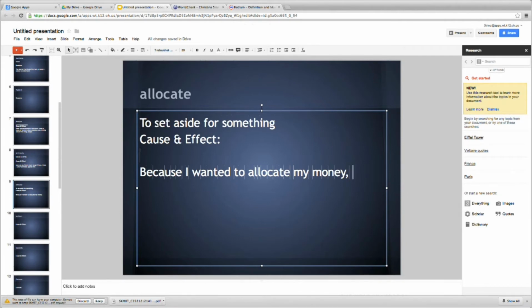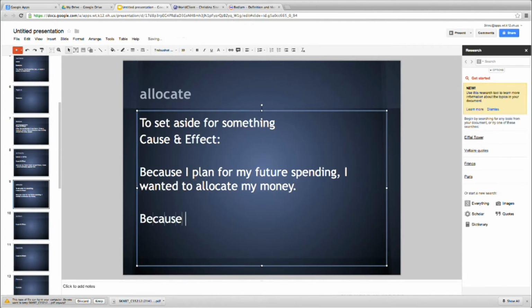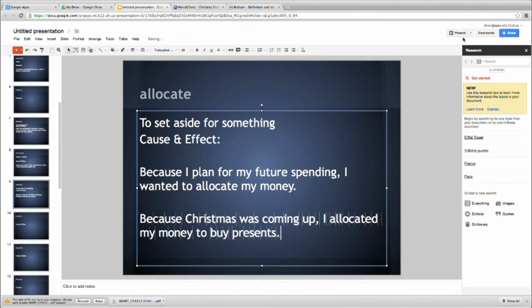Well, you're telling me why you want to allocate your money. You're going to say, because I want to plan for my future spending, I wanted to allocate my money. That's what I use for myself. Or because Christmas was coming up, I allocated my money to buy presents. Does that make sense? Everyone can understand what allocate means?